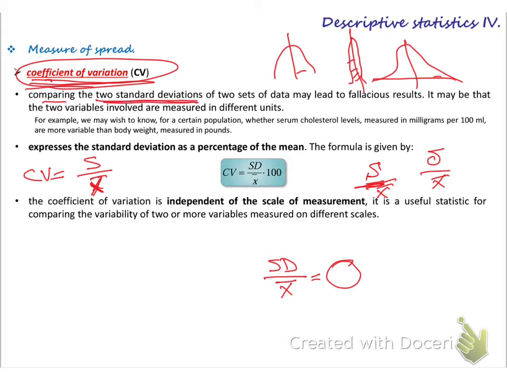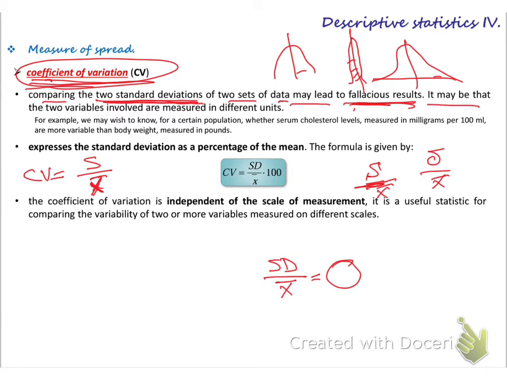Standard deviation has a unit: gram, centimeter, millimeter, milligram, and so on. So I can use it to compare the standard deviations of two sets of data. If I don't know their units, it may mislead me and give me a wrong impression. Okay, this one is 0.5, the other one is 1.2. But maybe this one is in inches and the other one in millimeters. So it may give me a wrong impression, or fallacious results.